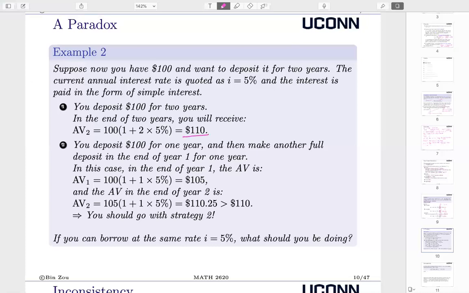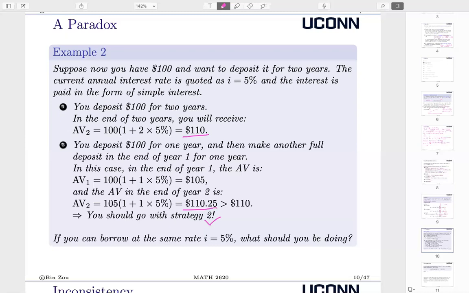In the second option, you deposit for 1 year and then withdraw and make another deposit for the second year. It's easy to do the computation, and in the end, the amount you will receive is $110 plus 25 cents. So the second strategy actually gives you 25 cents more than the first strategy, okay? So if you are rational, you should go with strategy 2, right?